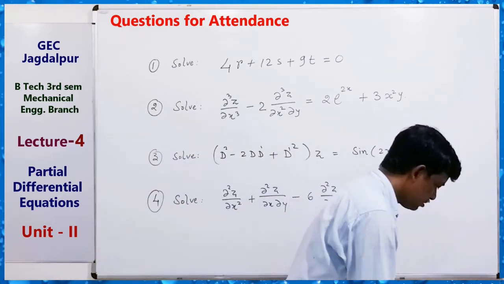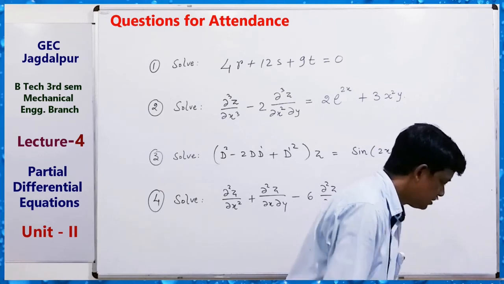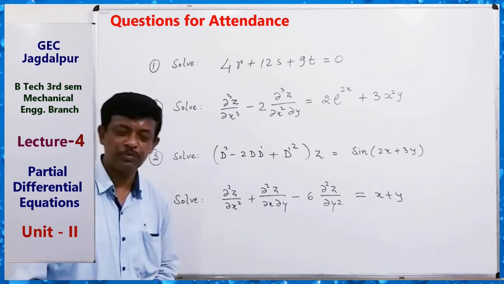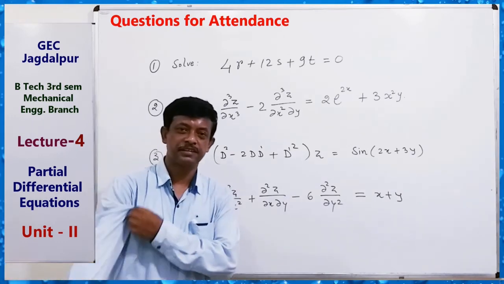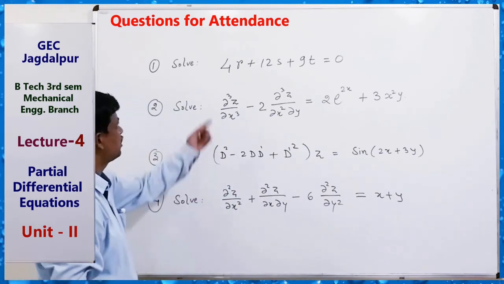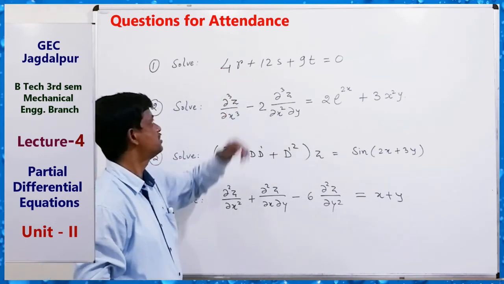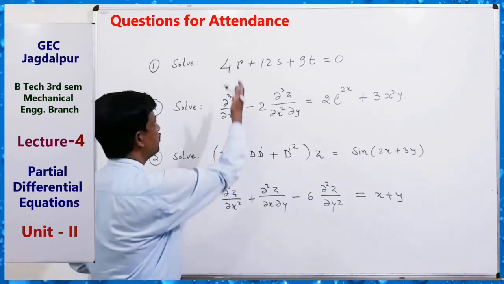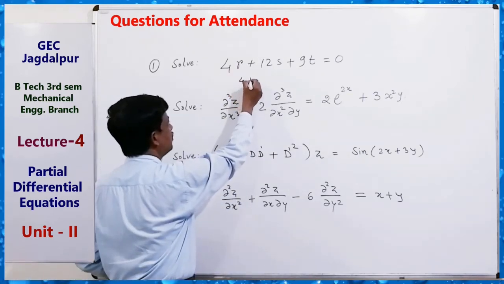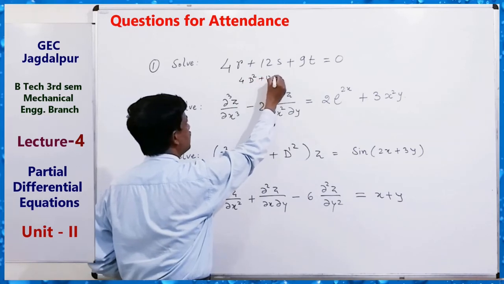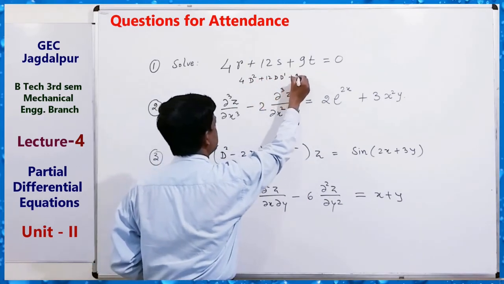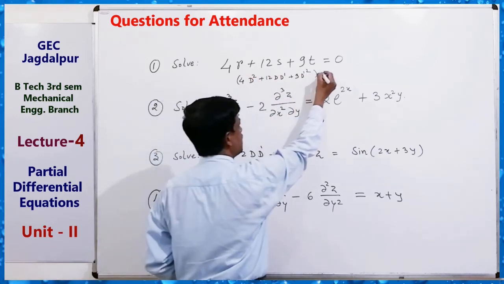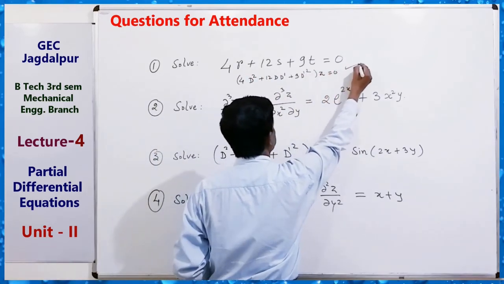Okay, so these 4 questions you have to do in your copy and send me as a PDF file for your attendance. Okay, so you can write R means what? This question is very simple. 4 d square plus 12 d dash plus 9 d dash square. This is what? F d dash z equals to 0.